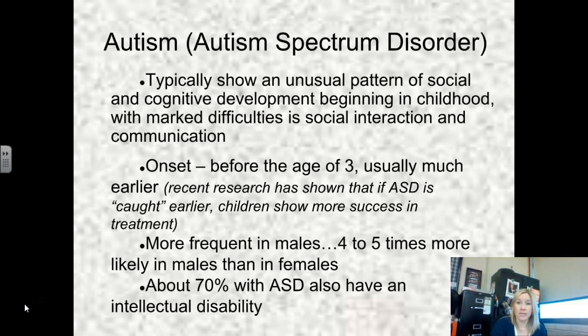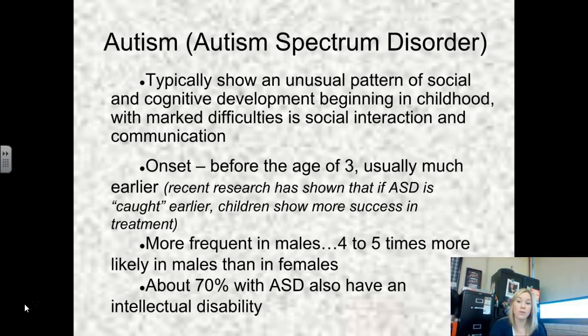It is now known as autism spectrum disorder. The old diagnosis of Asperger's syndrome has now been combined and added into this, and so it is all now just one categorization of autism spectrum disorder. It's typically going to present as unusual patterns of both social and cognitive development present in childhood, and so you'll see it presenting as difficulty with regard to social interactions and communication. It is very common for you to see autism present itself before the age of 3. Typically, it will present much earlier.